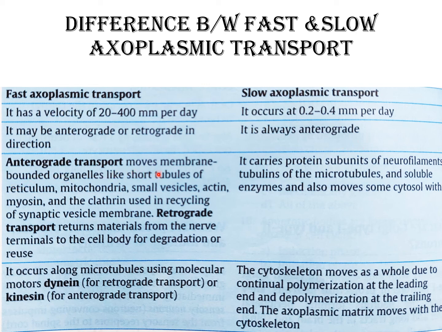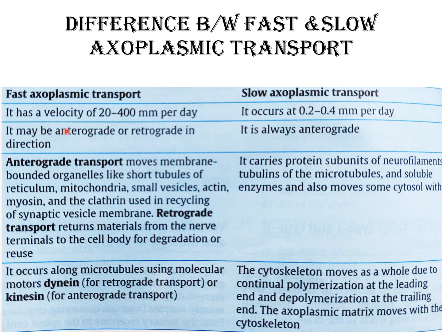Anterograde transport moves membrane-bounded organelles like the short tubules of the reticulum, mitochondria, small vesicles, actin, myosin, and clathrin used in recycling of the synaptic vesicle membrane. Retrograde transport returns the materials from the nerve terminals to the cell body for degradation or reuse. And slow axoplasmic transport carries the protein subunits of the neurofilaments, tubulins of the microtubules and soluble enzymes, and also moves some cytosol.